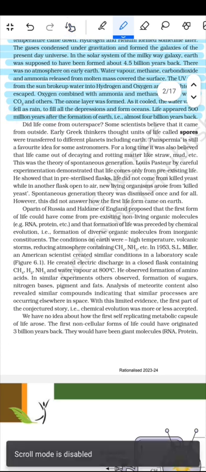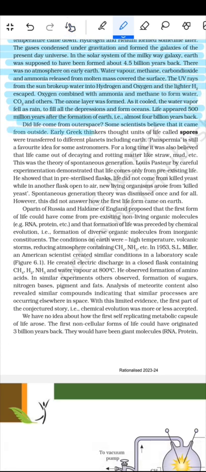फिर कहता है where did life come from, the outer space? Some scientists believe that it came from the outside. Early Greek thinkers thought units of life called the spores were transferred to different planets, including Earth. Panspermia is still a favorite idea for some astronomers.